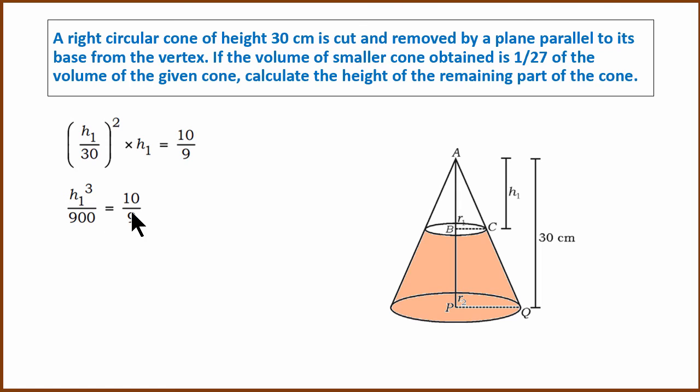Now if you simplify this further, 9 times 100 is 900. So if you take 900 to the right hand side, we end up with H1 cube equals 1000. This is a simple simplification. Now if you pay attention, 1000 is 10 cube. Hence we can say that H1 is 10 centimeter. If you take the cube root of 1000, you will get 10 centimeter, because 10 cube happens to be 1000.